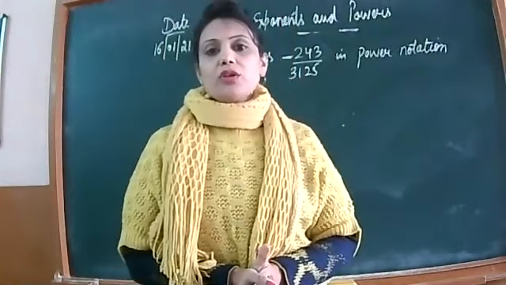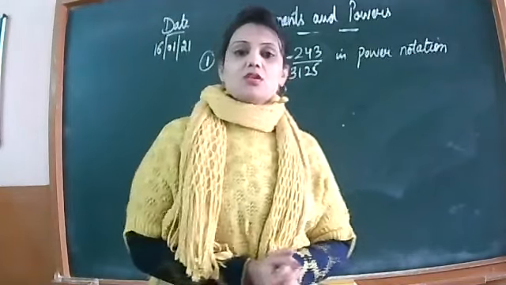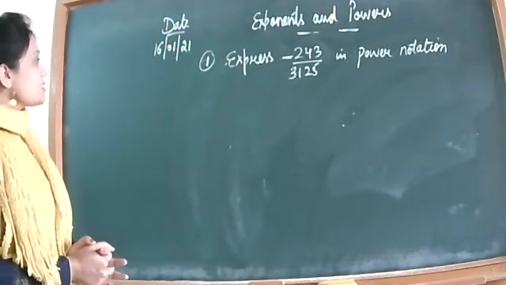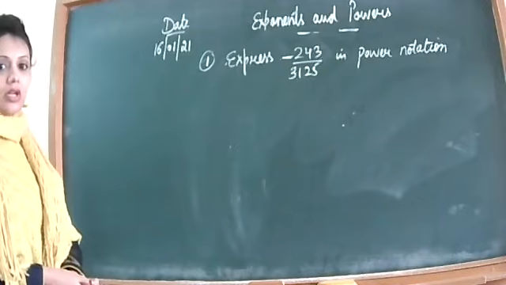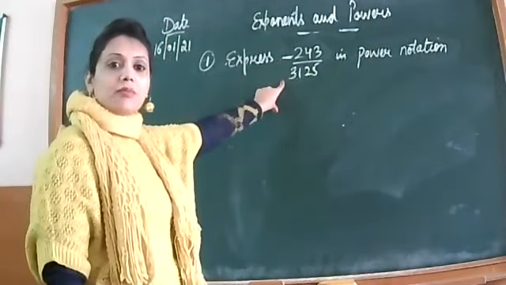Students, today we are going to discuss the questions from the chapter Exponents and Powers. So, look on the board. First question is express -243/3125 in power notation. Means we have to express this number in a power form.